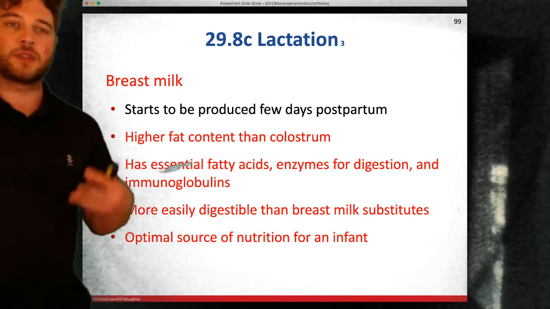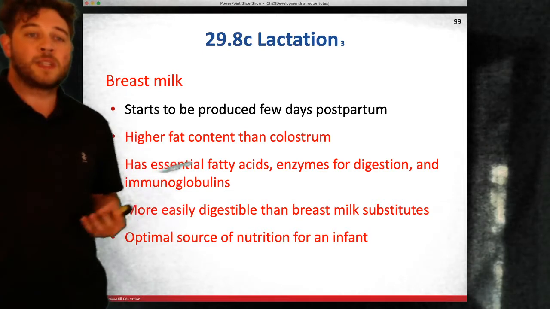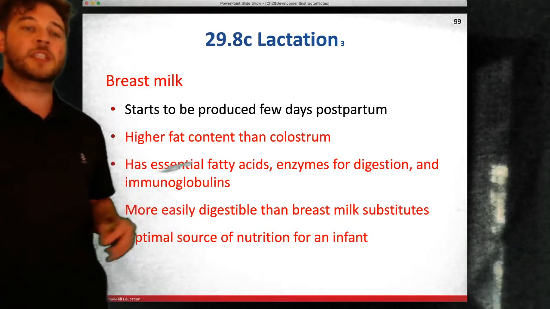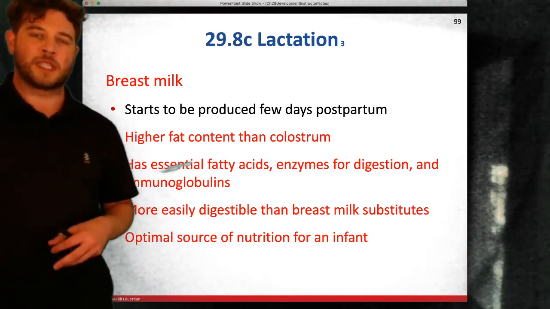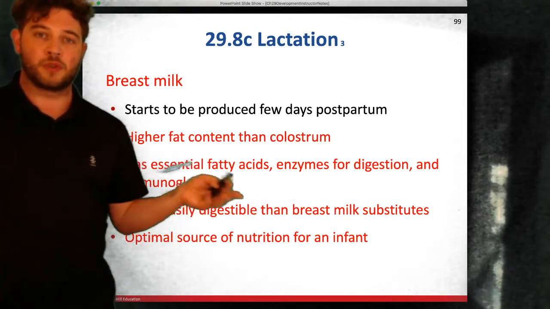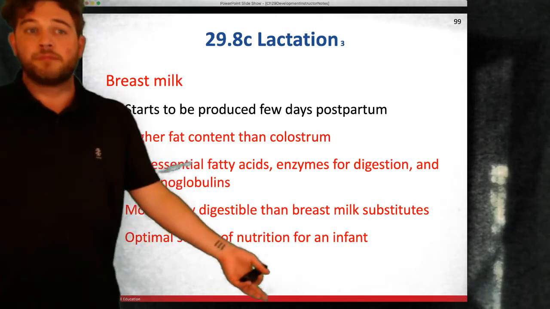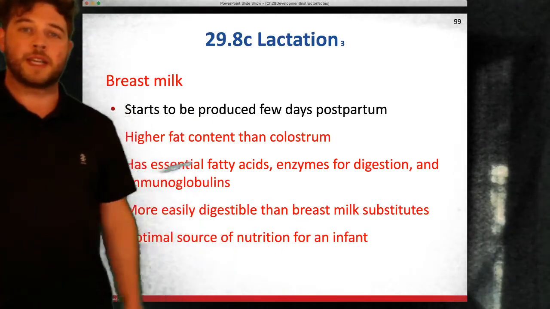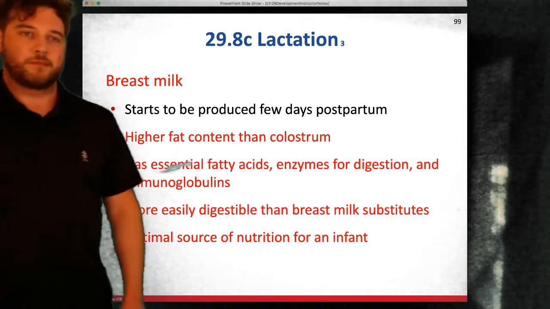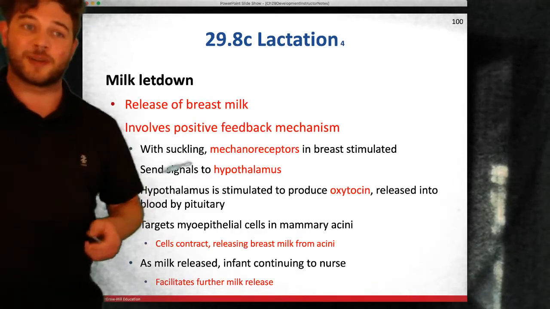So just being able to present to any kind of clients, any kind of patients that you may have, the idea that it is more easily digestible. It is a more optimal source. There was a large movement to move towards formula. I was a formula baby. Grew up just fine, but there's science. That's what we're here to talk about.